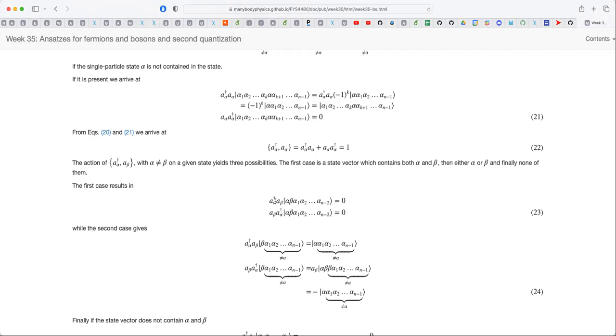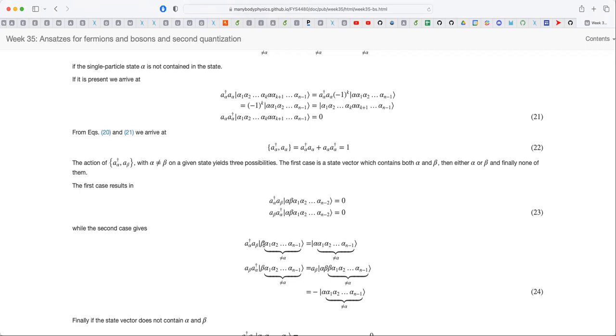So if alpha and beta are contained, we know that this has to give 0. So that's one of the relations which we need. And the same happens here. If alpha is contained here and we have this operation, this also gives 0. Now then we are looking at the cases where we can contain both alpha and beta, and then either alpha or beta, and finally none of them. So we have to look at all the special cases which can arise when we act with this operator here on a given state. So keep in mind that when we're looking at these operators, they're always acting on something.